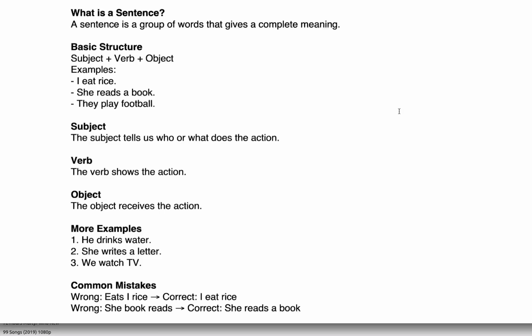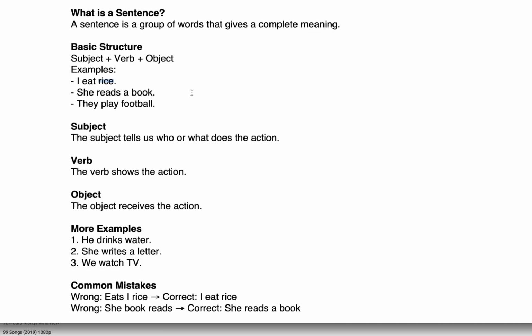So what is the basic structure of a sentence? The basic structure is first of all subject, then verb, then object. For example, as I say, "I eat rice." Here "I" is the subject, "eat" is the verb, and "rice" is obviously the object. Next example, "She reads a book."